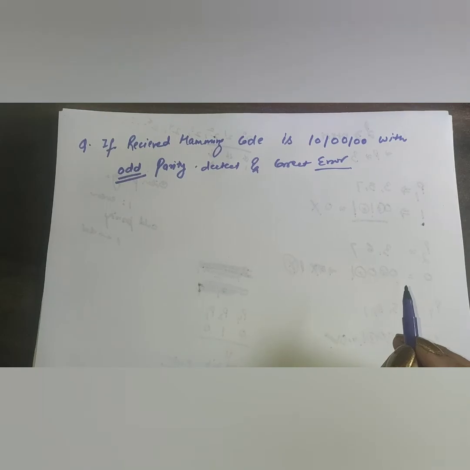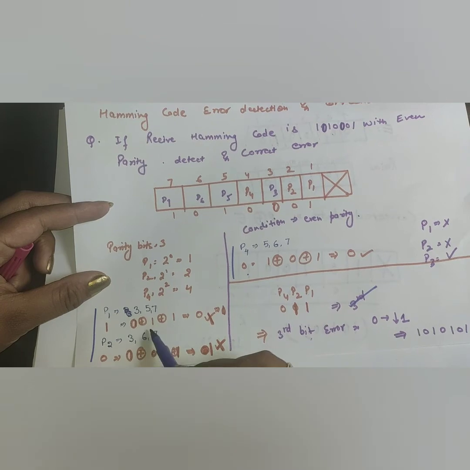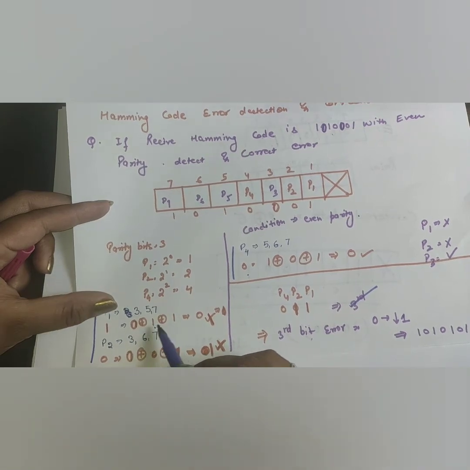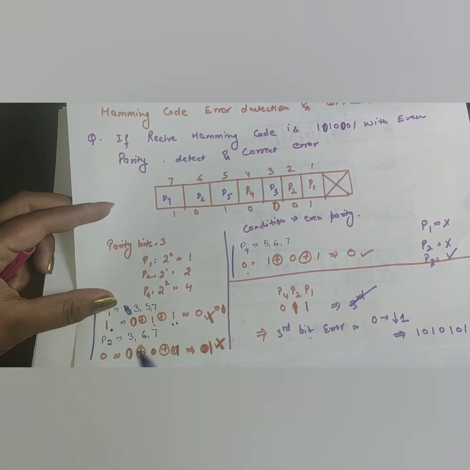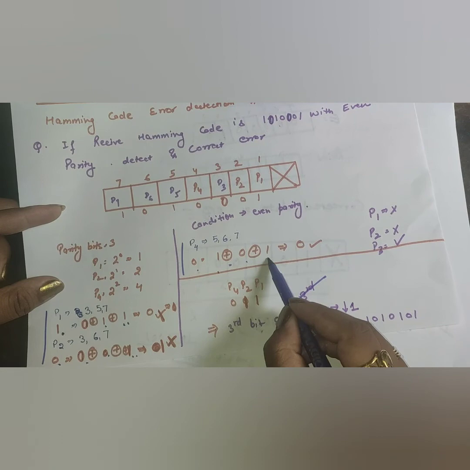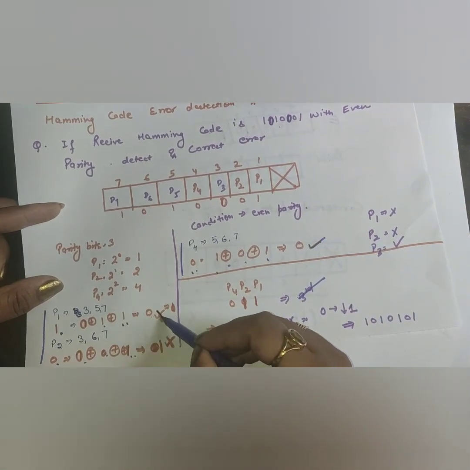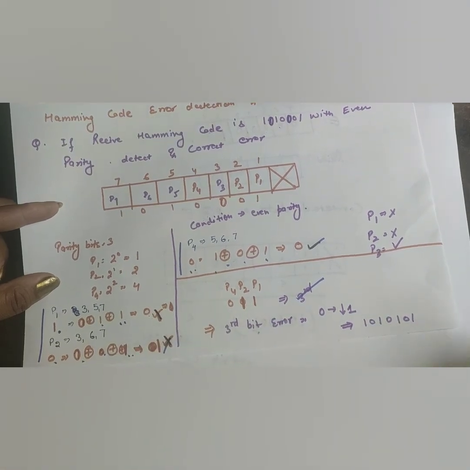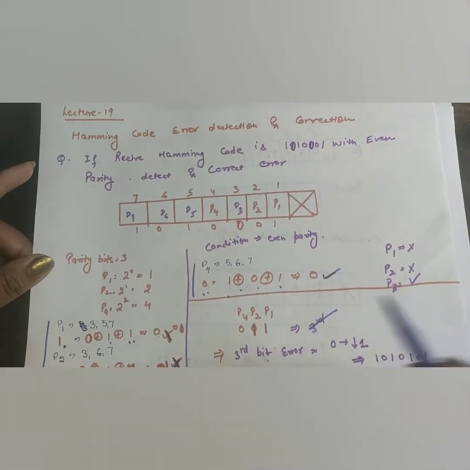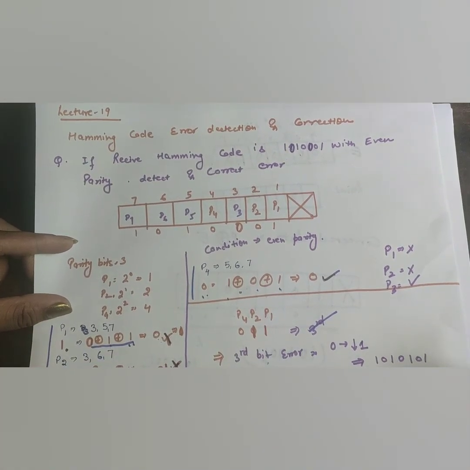So you will do this check for the odd parity. For P1 the number of ones is 2, which is even, so this should be 1 for odd parity. For P2 the bits 010 have an odd number of ones, so this should be 0. So this parity is correct and this one is wrong. This is our shortcut: if you don't want to do XOR, simply check whether the number of ones is even or odd.